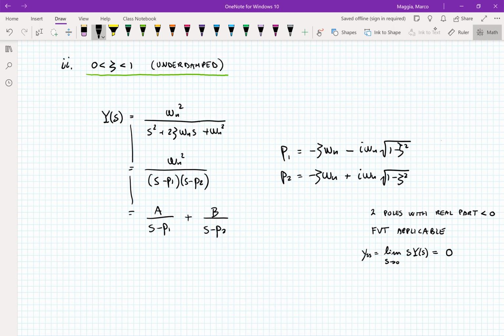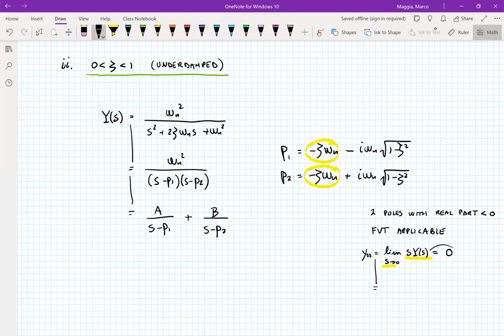Now, before proceeding, can we apply the final value theorem? Well, let's take a look at the poles of the function. The poles have real part that is negative. Therefore, the final value theorem is indeed applicable. And even before going back to the time domain, we're already able to find such final value by taking the limit for s that goes to 0 of s Y of s.